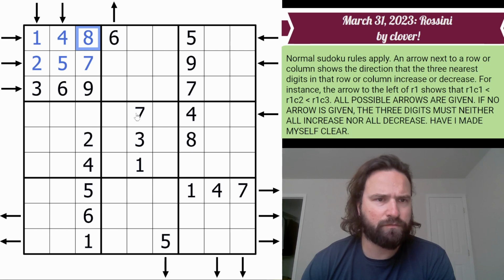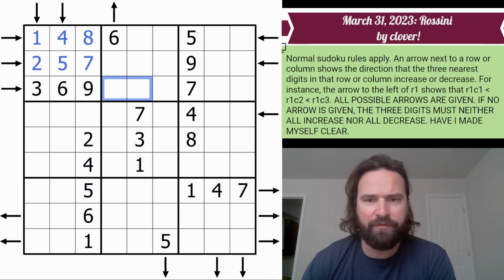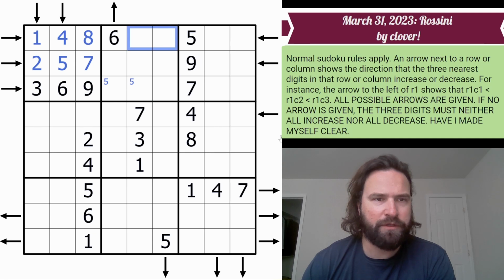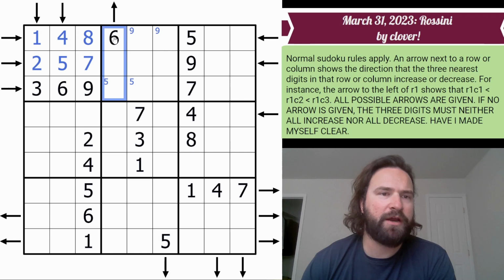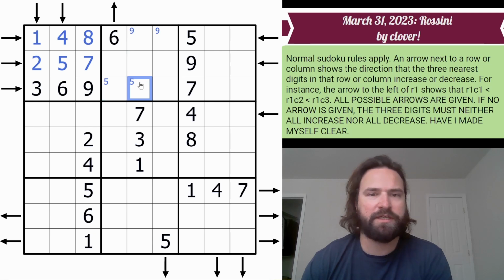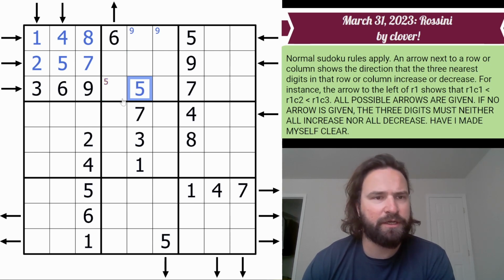So let's see what we got now. All right, so I'm seeing 5s. So we got a 5 in one of these 2 spots. I'm seeing 9s. We have a 9 in one of these 2 spots. And this can't be a 5. Okay, because we have an arrow here. So this could be a 5, but this one can't be because then we need a number between 5 and 6. So this is actually a 5 right here. Interesting.